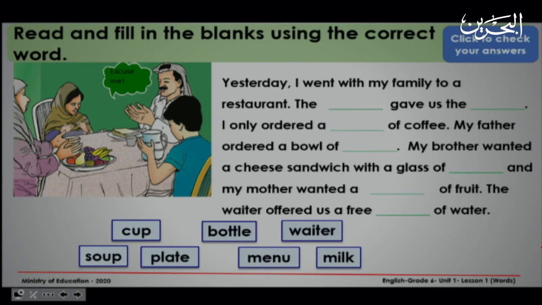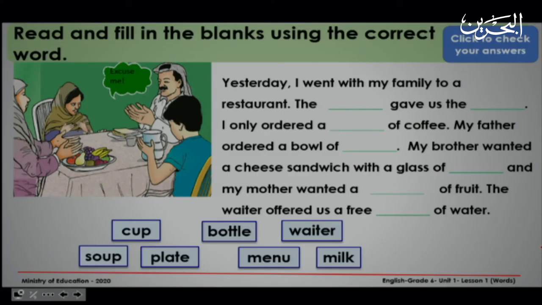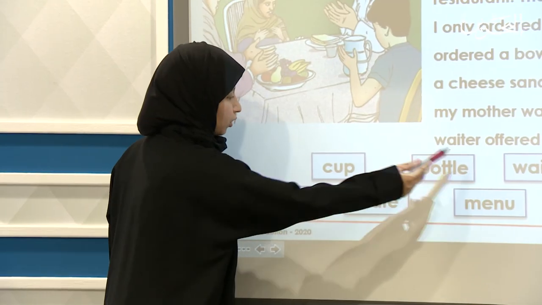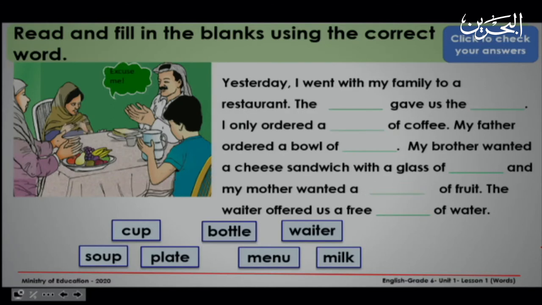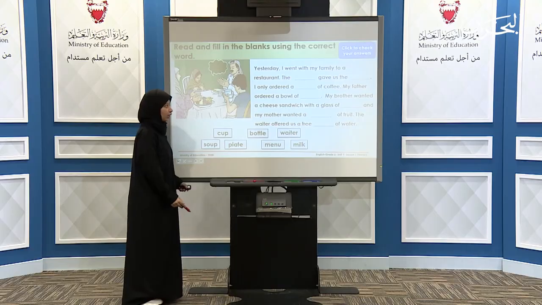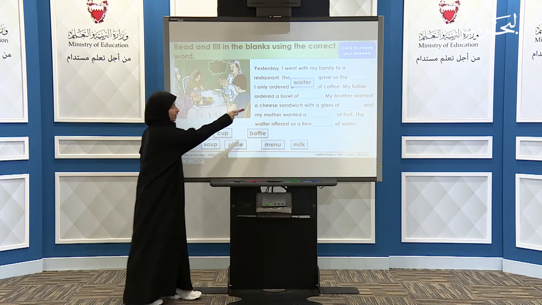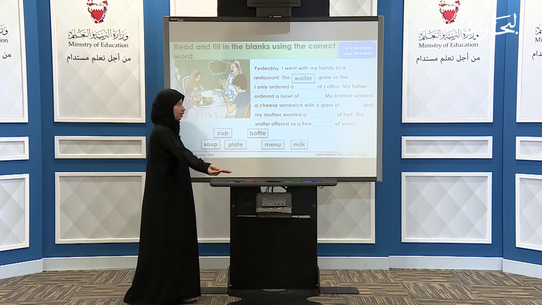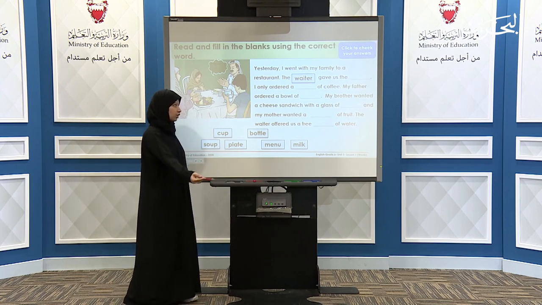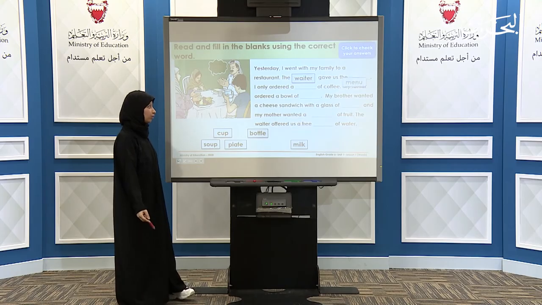Now let's check our answers. Yesterday, I went with my family to a restaurant. The, which option suits the best? The cup, the bottle, the waiter, the soup, the plate, the menu, the milk. We are talking about an action. The waiter gave us the, what do they give in the restaurant? They give us the menu.